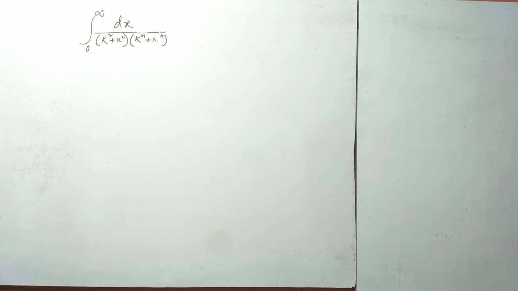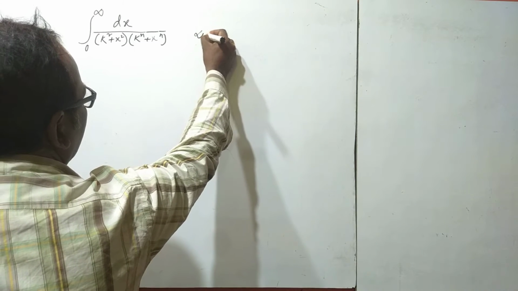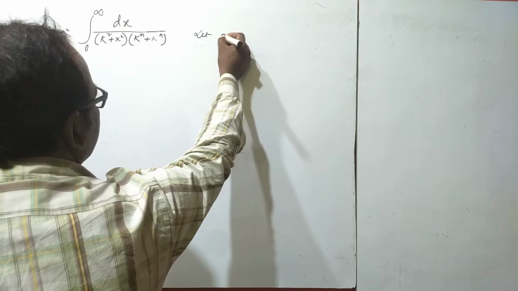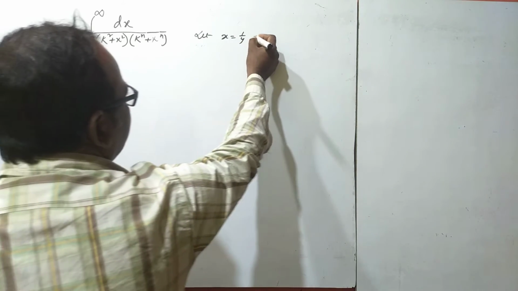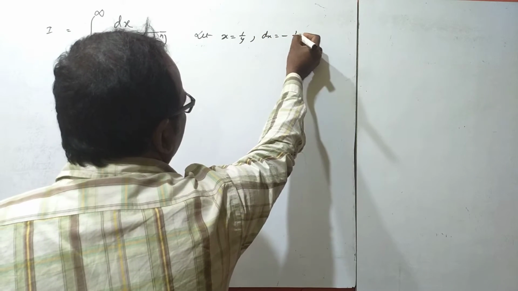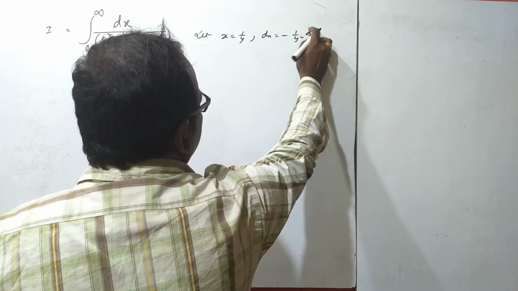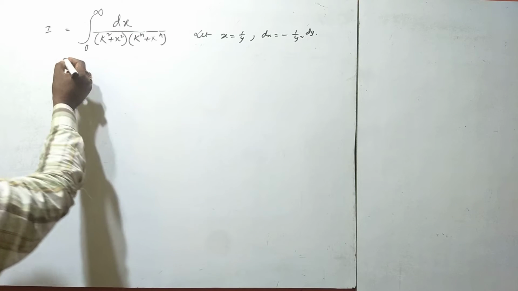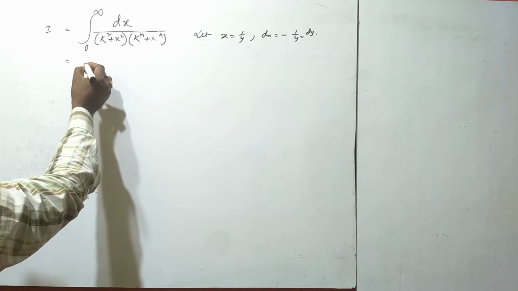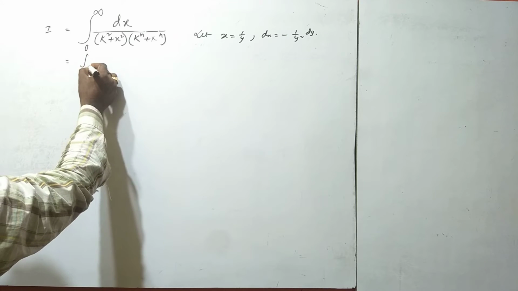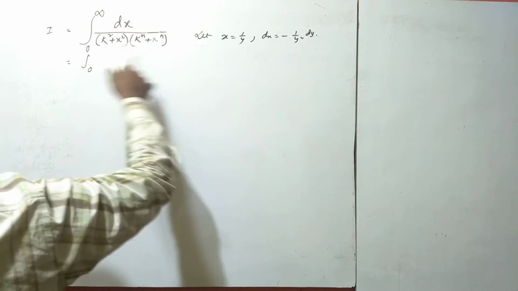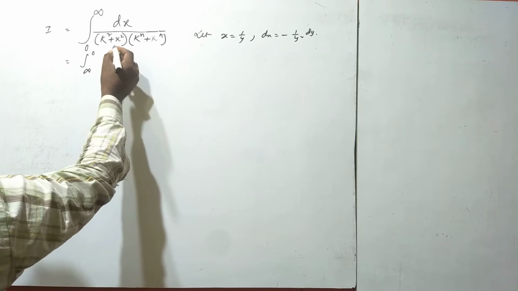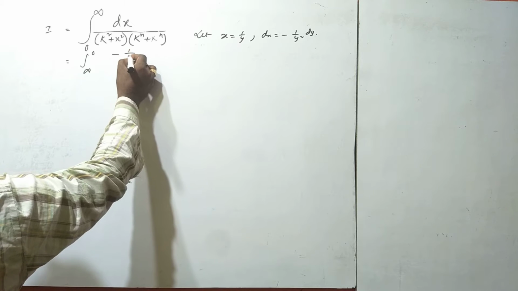First let us assume this is I, and let the variable x equal 1 over y. If we differentiate, then dx is equal to minus 1 over y square dy. Okay, so substitute here. If we put x as 0, then you get y as infinity, and if we put x as infinity, then you get y as 0. In that case, dx is equal to minus 1 over y square dy.